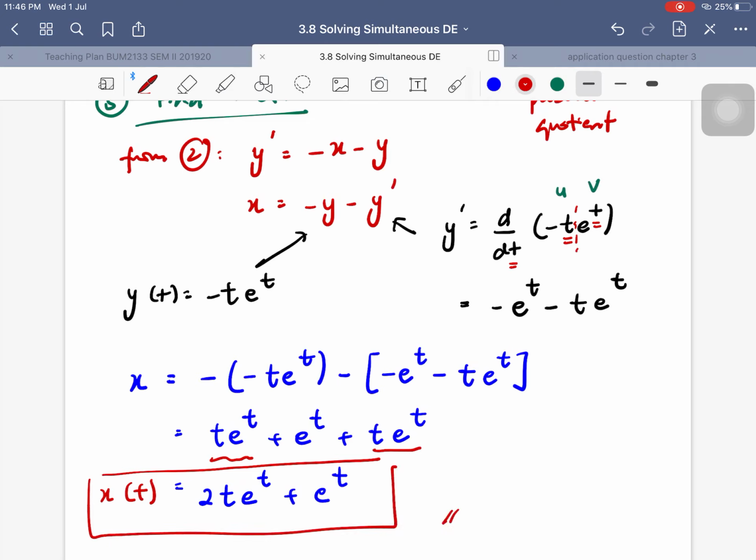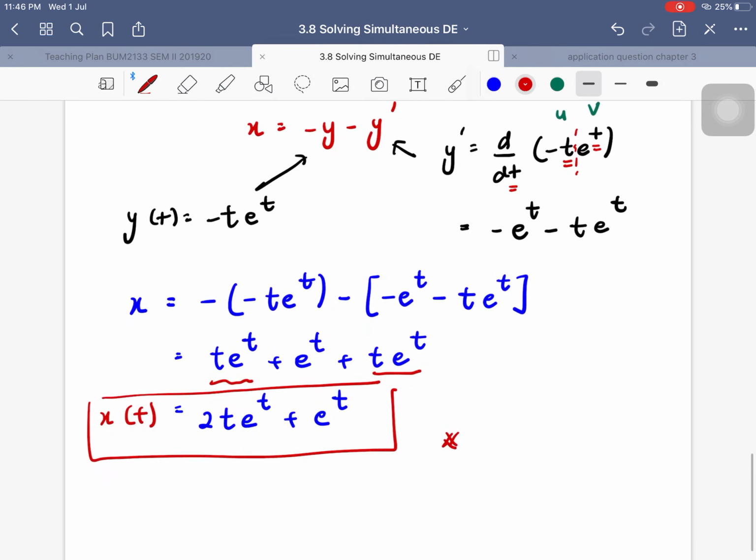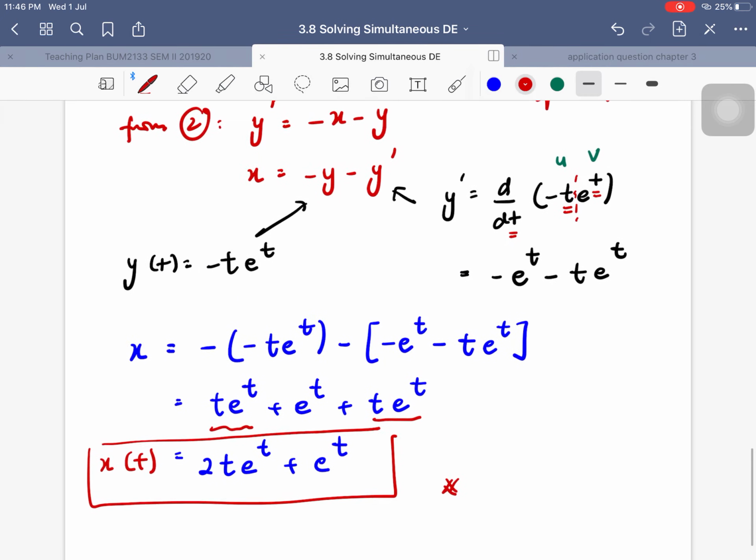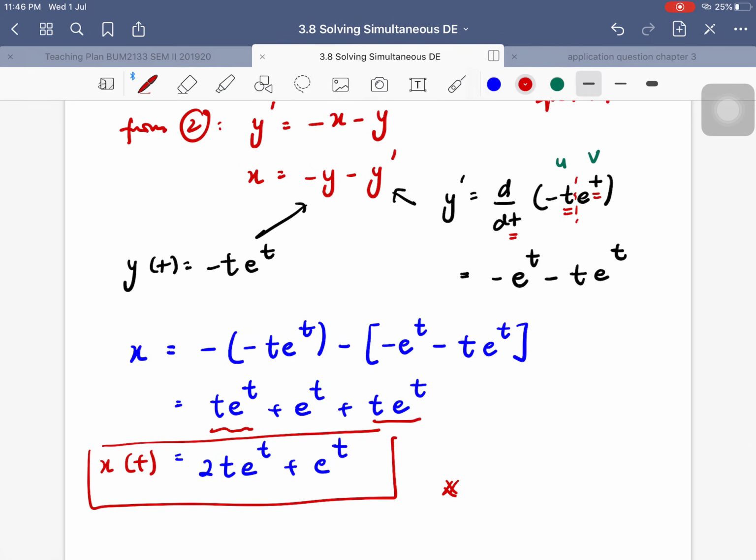So now I have both of them. I already know what is y(t). I already know what is going to be x(t). That's the end of the calculation. And a simultaneous equation is a very popular exam question. Let me say that almost every semester it comes out, especially recently.